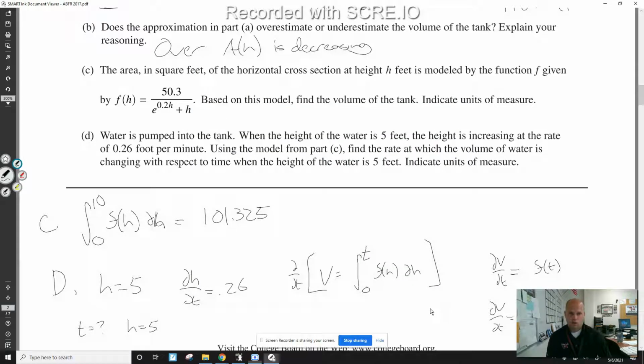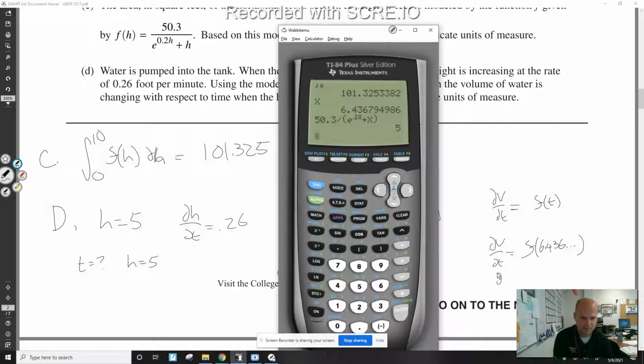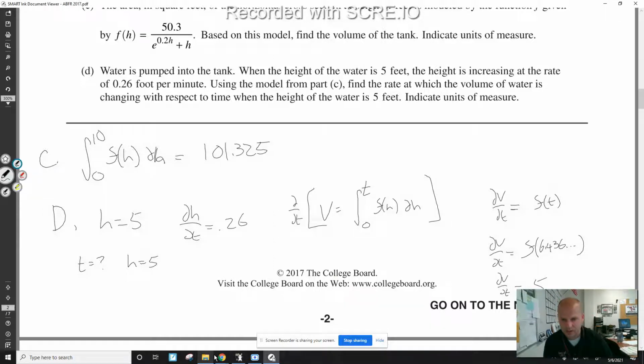So where were we? We're about to plug in 6.436, which I hope was saved as x. Yep, saved as x. So if I do 50.3 divided by e to the 0.2x plus x, I hope to get the answer 5. I think dV/dt is 5. Let's find out. 2017 free response guidelines.